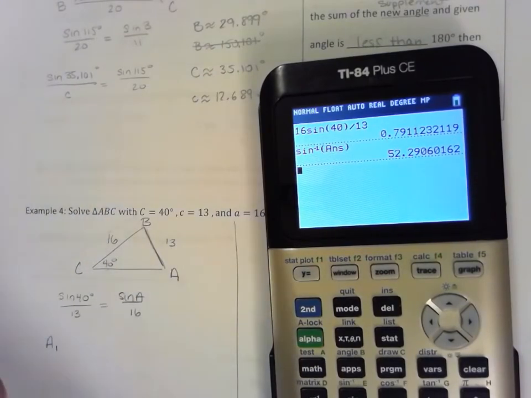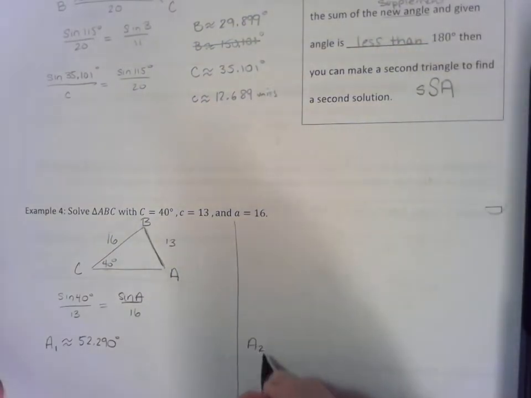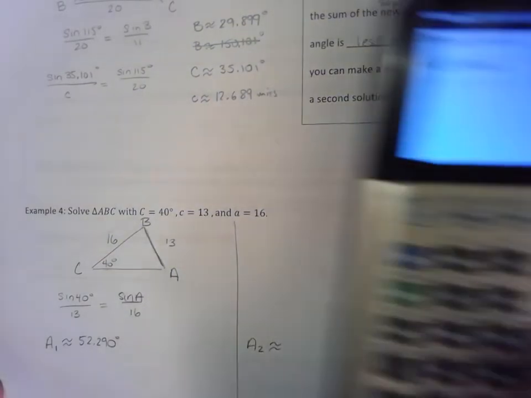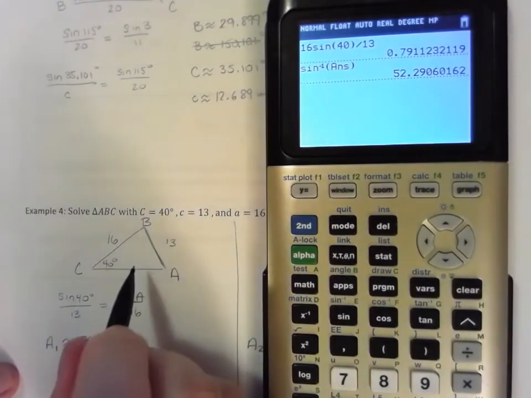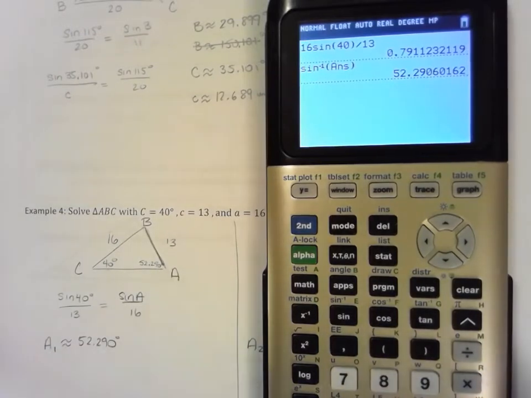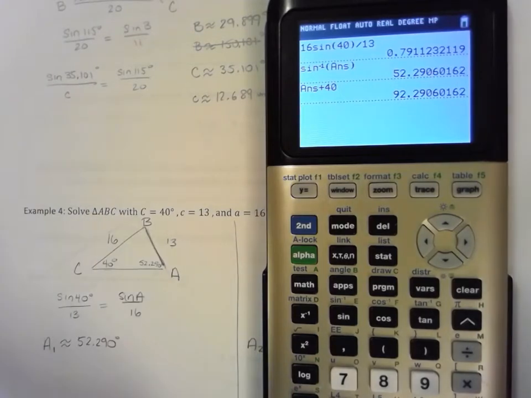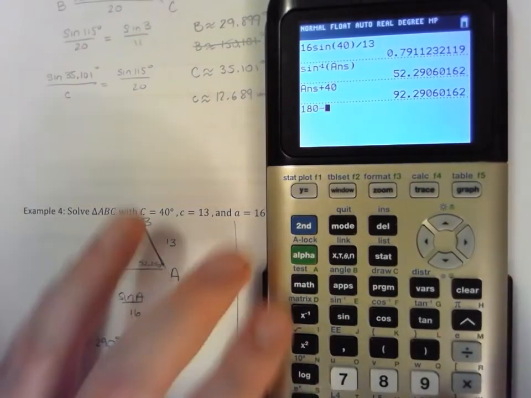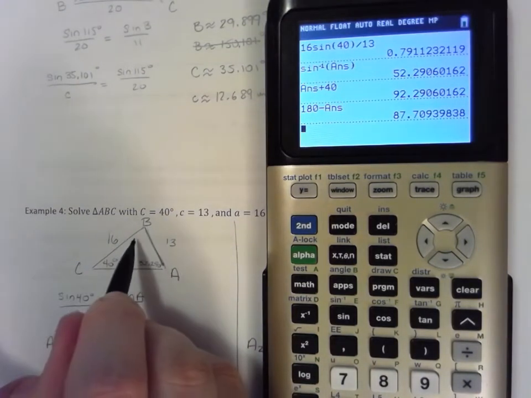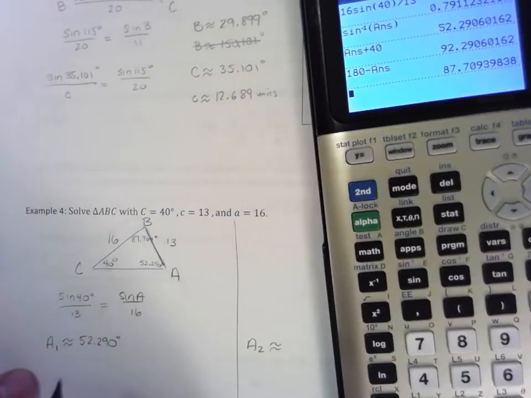I'm going to call this A sub 1. A sub 1 is approximately 52.290 degrees. Its supplement we're going to call A sub 2, and we're going to find that a little bit later when I explain that better. So this would be 52.290 degrees, which leaves us angle B. I'm going to add 40, the given angle, and the first value for angle A, and subtract the sum from 180. Angle B is approximately 87.709 degrees. Okay.